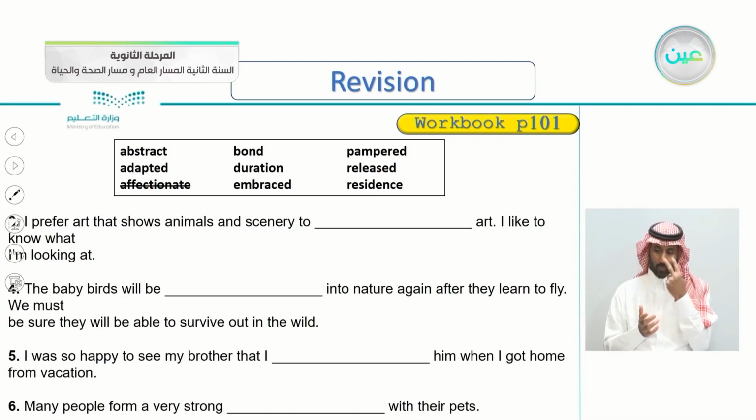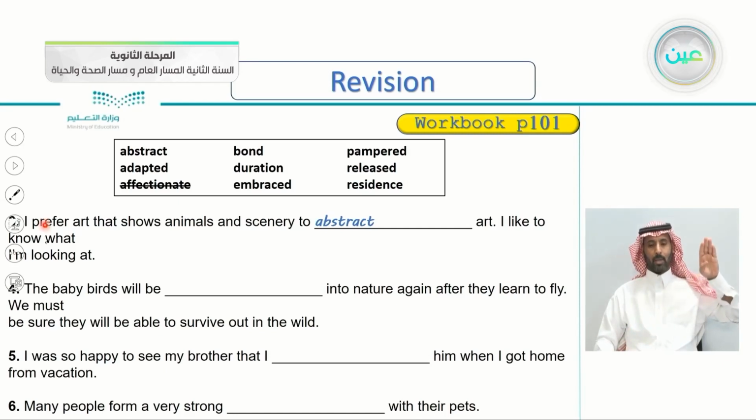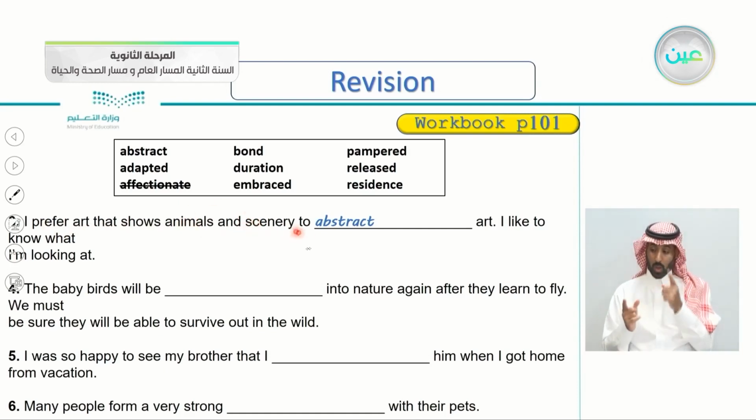So what other kind of art is there that when you see it, you don't know what you're looking at? What do we call it? Most of the time, people don't know what they are looking at. Yes, very good. We call it abstract art. So the answer here, I prefer art that shows animals and scenery, something obvious here, to abstract art. Why? Because I like to know what I'm looking at.